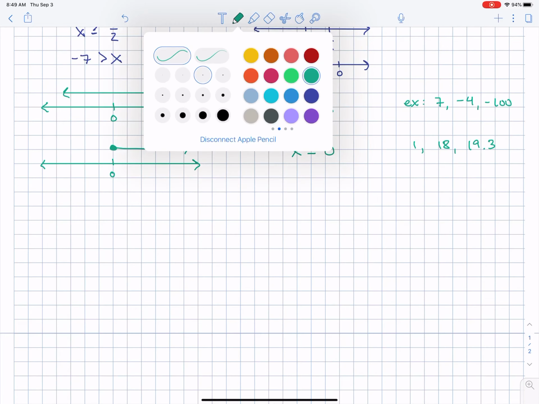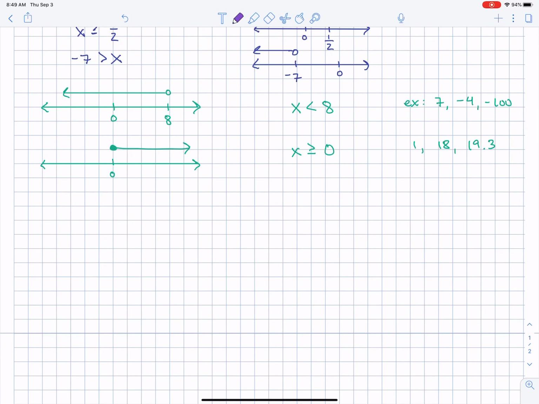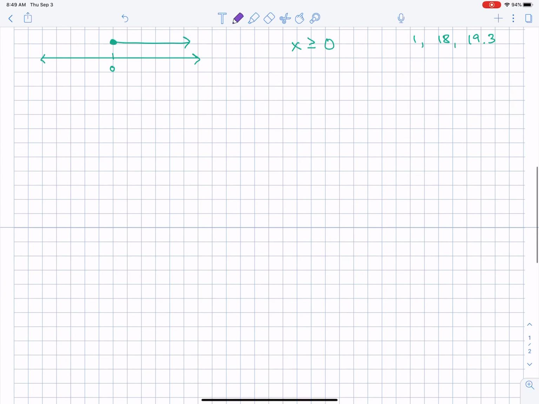So I always like to, and you're going to see this again on your homework tonight, talk about inequalities in 4 sections. So I talk about them with their words. We talk about them in the actual inequality, so the sign and the variable and the number. We have possible solutions. And then, of course, the graph.